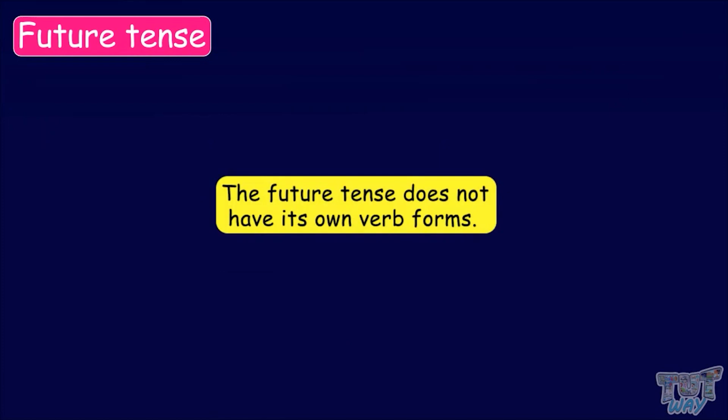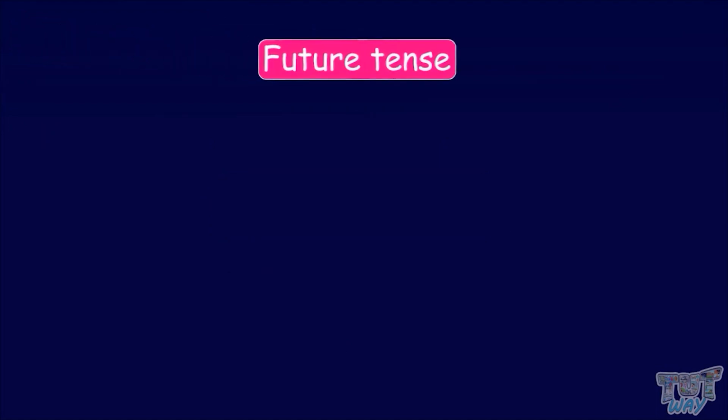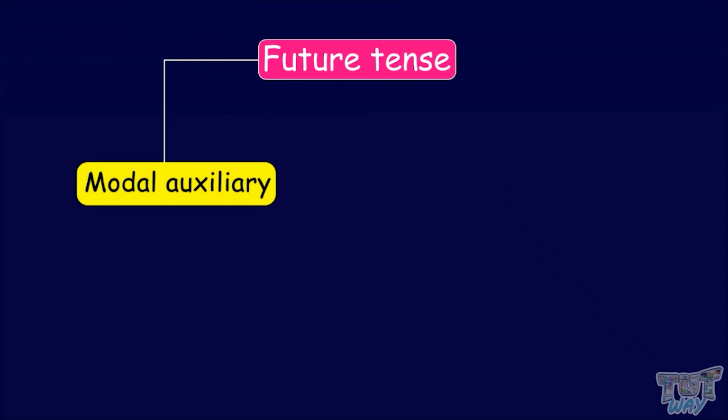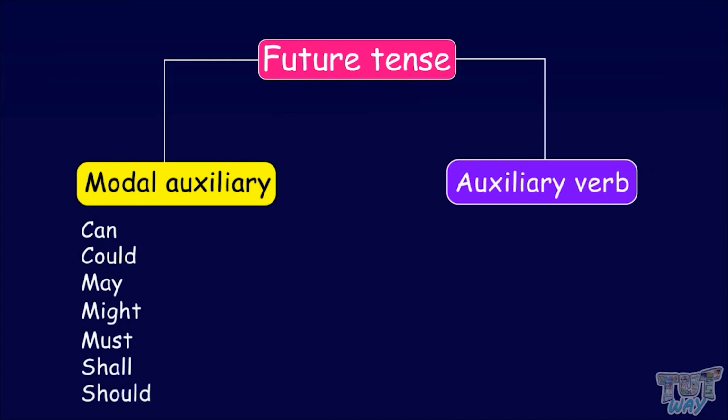This form of the verb is especially used to form past tense. But the future tense does not have its own verb forms like past tense and present tense. So in order to create a future tense, we use a modal auxiliary and a modal verb. And modal auxiliaries are can, could, may, might, must, shall, should, will, would.